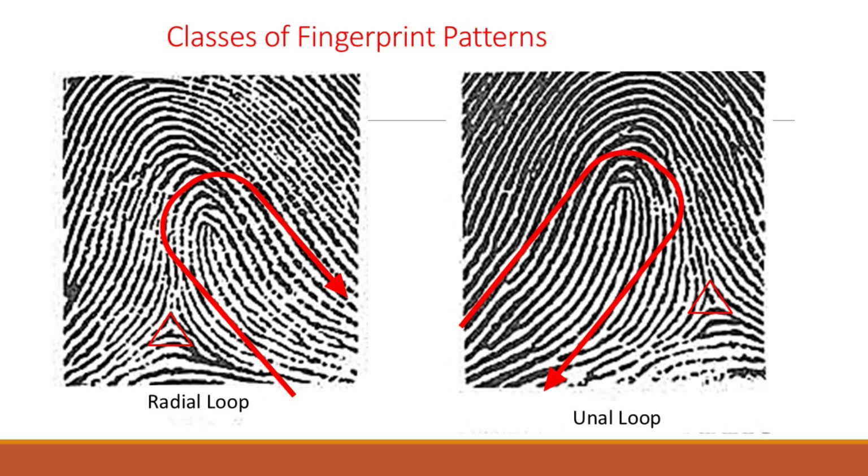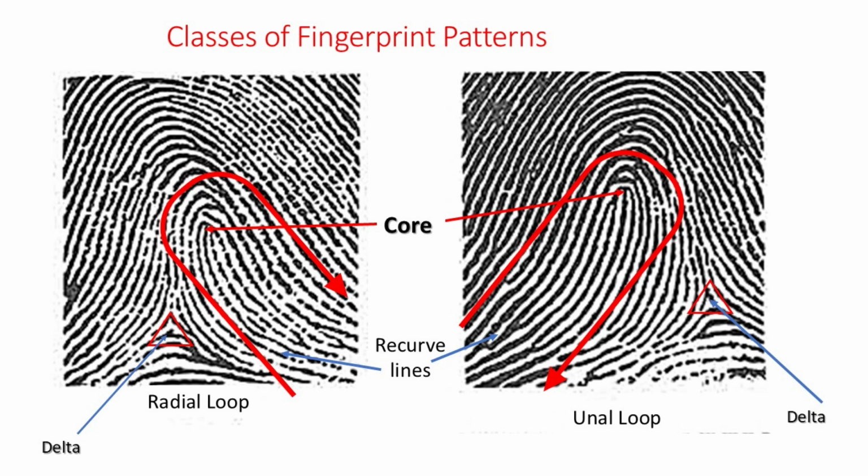That is, they turn back to the same side. They move this one, for example, this radial loop, moving from the right side and also going out from the right side. That is radial loop. And the ulnar loop, look at it. All of them are moving from this side, and on getting to a certain place, they recurve back.